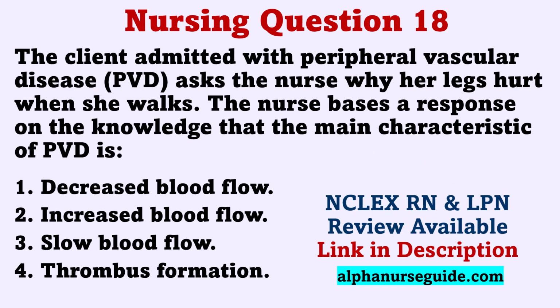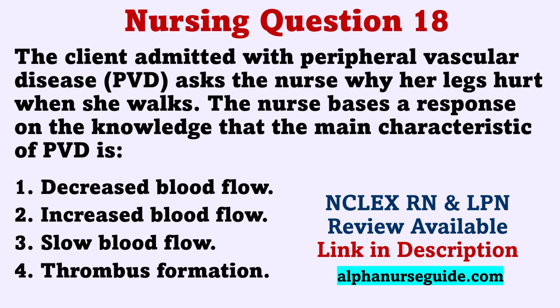The client admitted with peripheral vascular disease asks the nurse why her legs hurt when she walks. The nurse bases a response on the knowledge that the main characteristic of PVD is 1. Decreased blood flow, 2. Increased blood flow, 3. Slow blood flow, 4. Thrombus formation. The correct answer is 1.